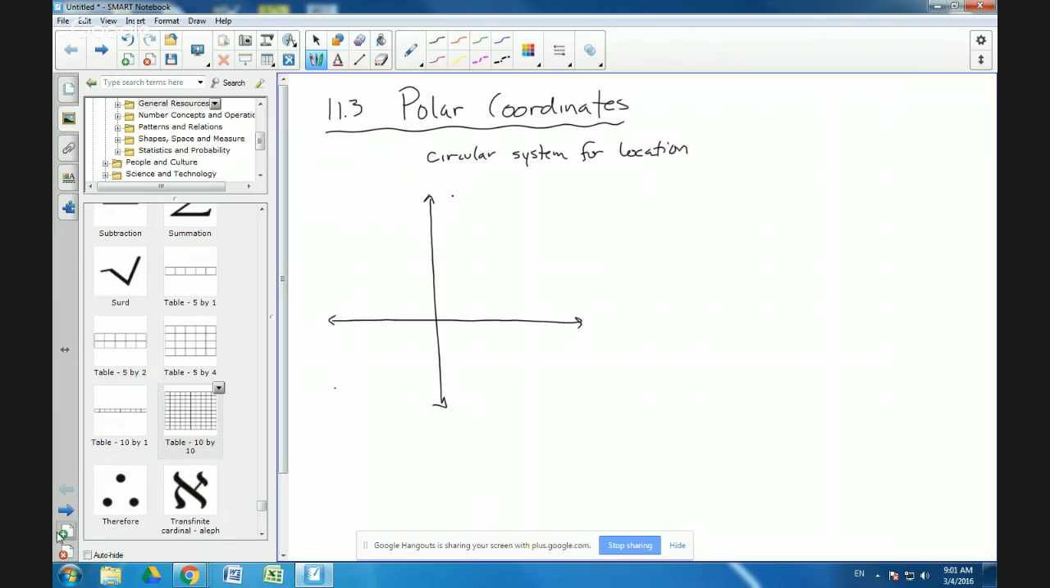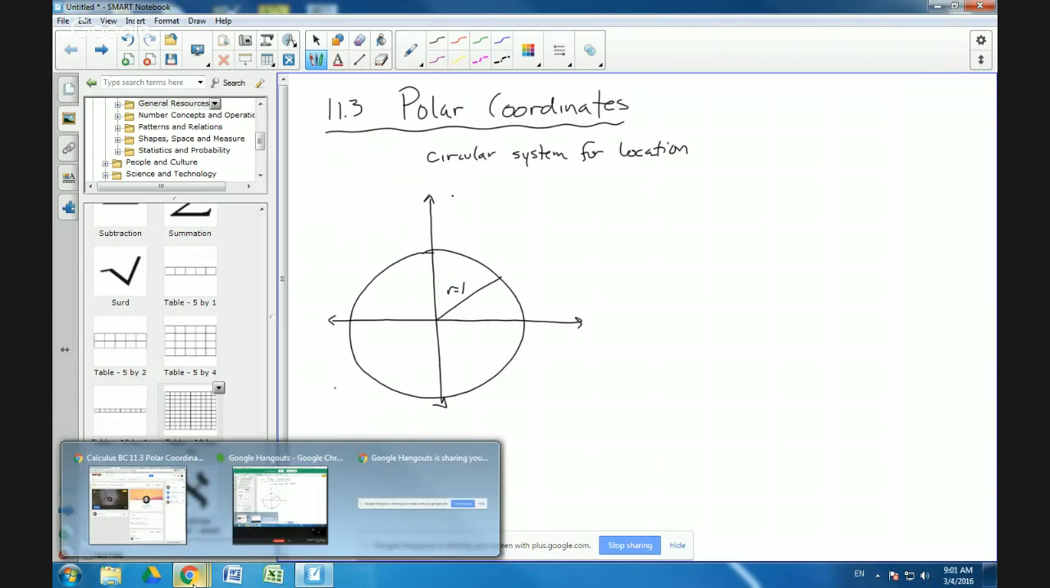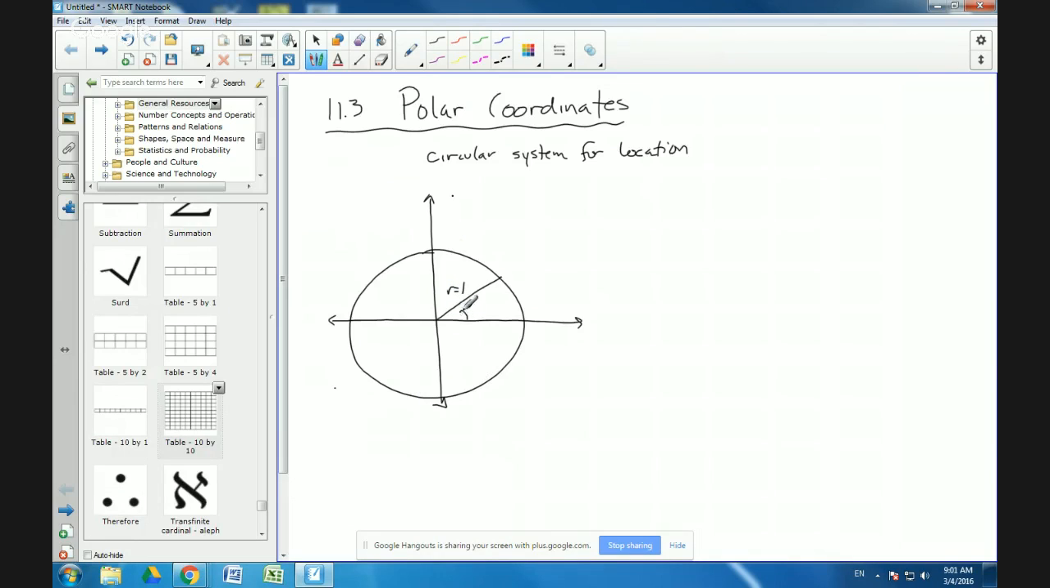How many of you remember the unit circle? Okay, so what's the radius of the unit circle? 1. If I say that this angle is pi over 4, what are the coordinates of that point? If these are rectangular coordinates, correct?